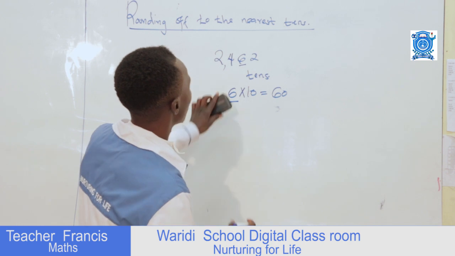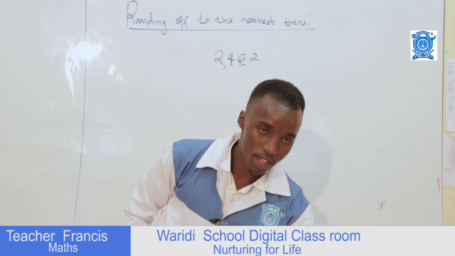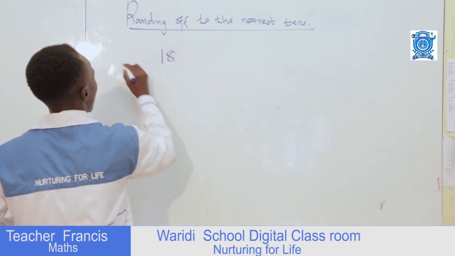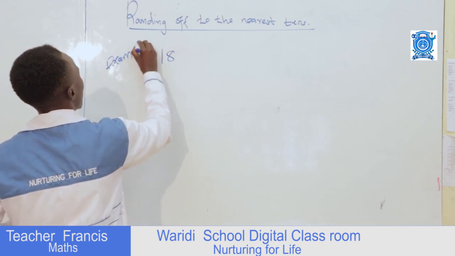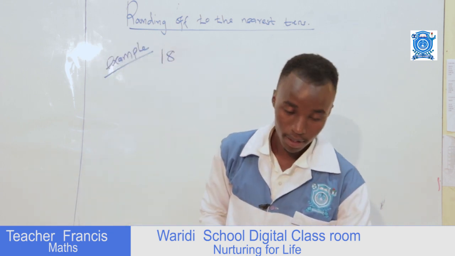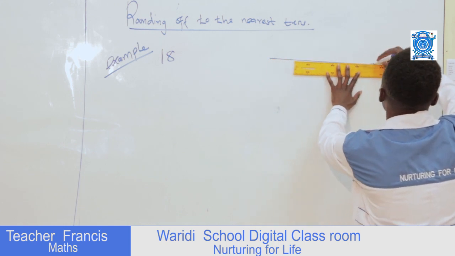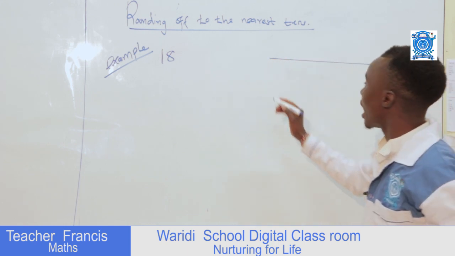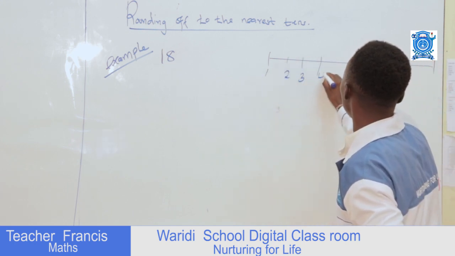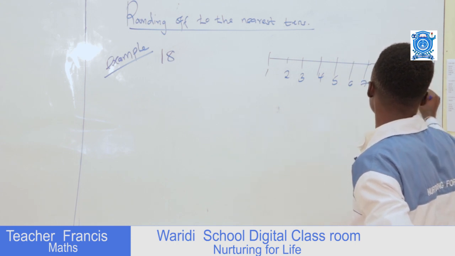But now, when we come to rounding off numbers to the nearest tens, this is what you're supposed to do. I have an example, 18. I want to round off 18 to the nearest tens. First of all, there's something I want you to always remember. We have to work with our number line that moves from 1, 2, 3, 4, 5, 6, 7, 8, 9, and lastly 10.